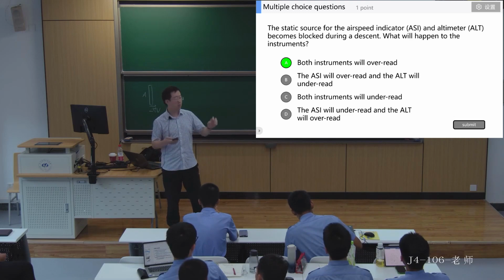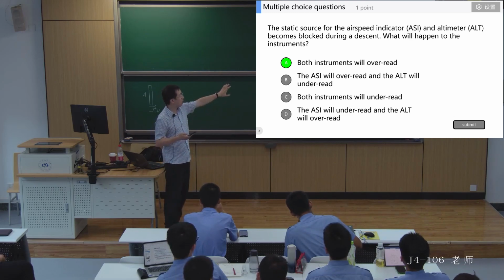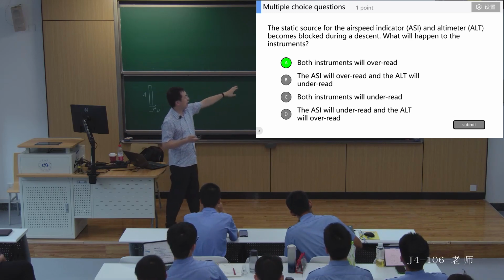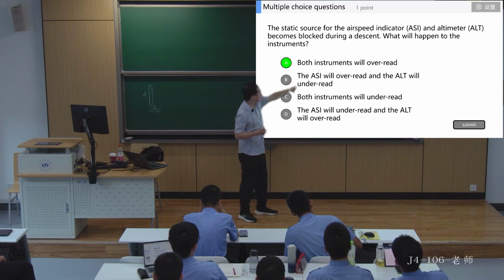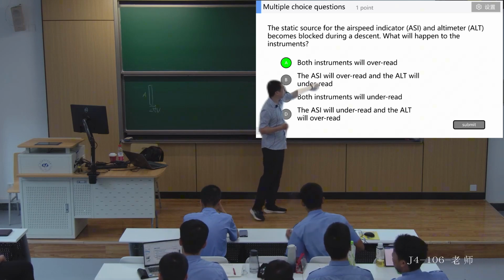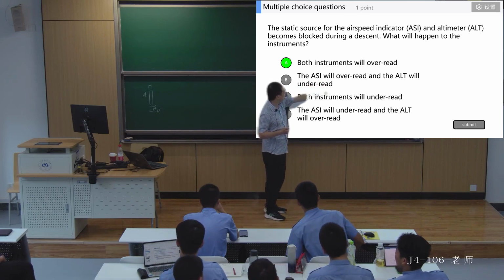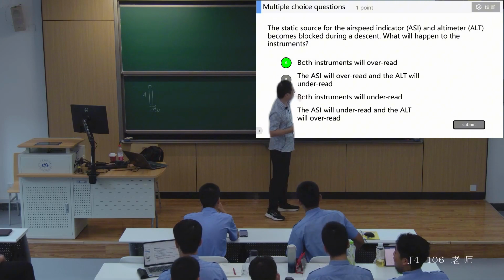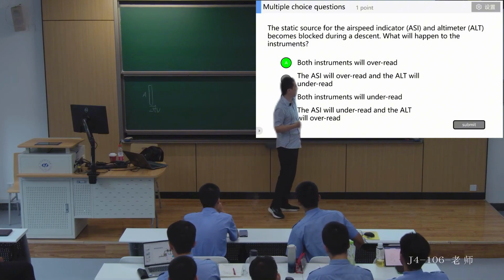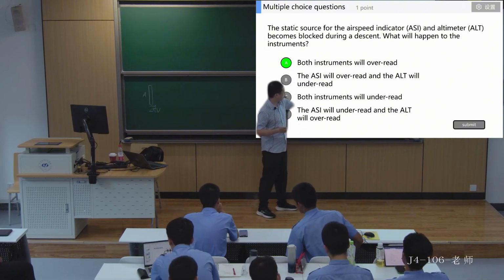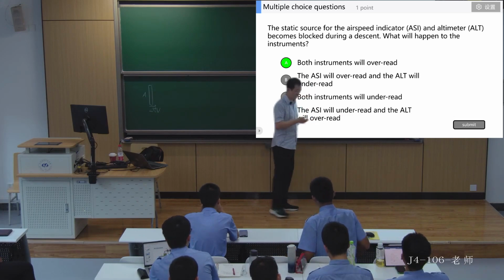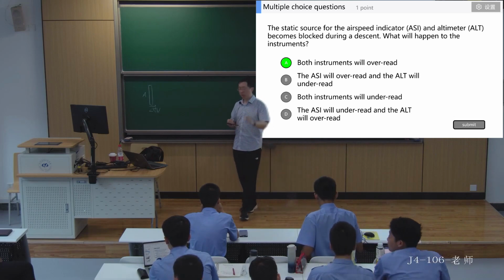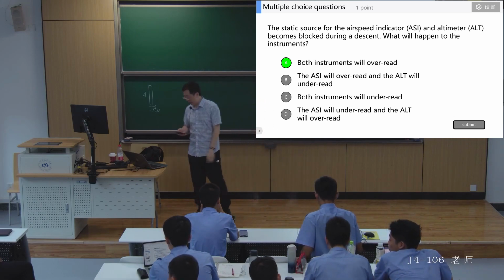So, students, please focus on determining which one to choose. Option A: both readings will be greater than the real value. Option B: the airspeed indicator reading will be greater, while the altimeter reading will be smaller. Option C: both readings will be smaller. Option D: the airspeed indicator reading will be smaller, while the altimeter reading will be larger. So, students, take 2 minutes to think about this issue.